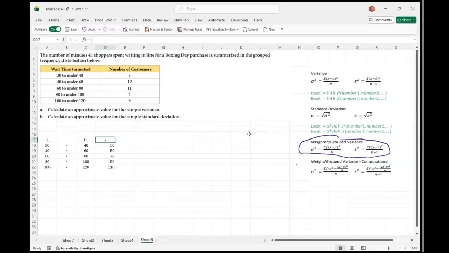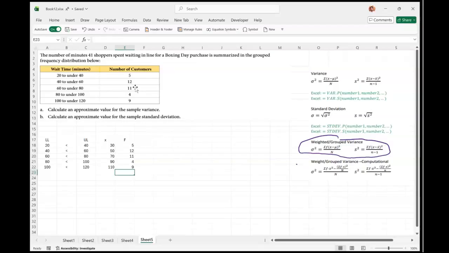So now we have to calculate the frequency also. We have to first of all put the numbers for frequency. So this one will be 5, and then 12, and then 11, then 4, then 9. All right, now we will look into this formula carefully and then try to equate it according to this formula.